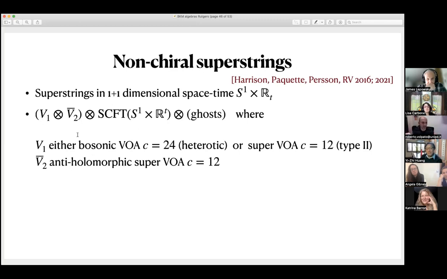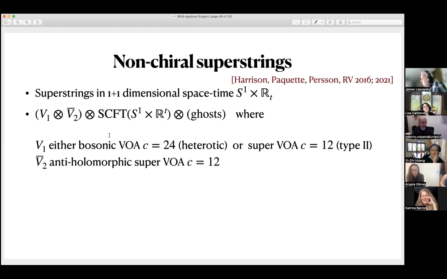So you have an internal CFT, which is the product of a vertex operator algebra or superalgebra times some anti-holomorphic version of your super VOA. So already you have a holomorphic tensor anti-holomorphic side. And then you take an honest superconformal field theory, which means something that does not really factorize into holomorphic and anti-holomorphic. It's a superconformal field theory on a circle in the spacetime, essentially. And then you have a ghost sector to build a BRST.